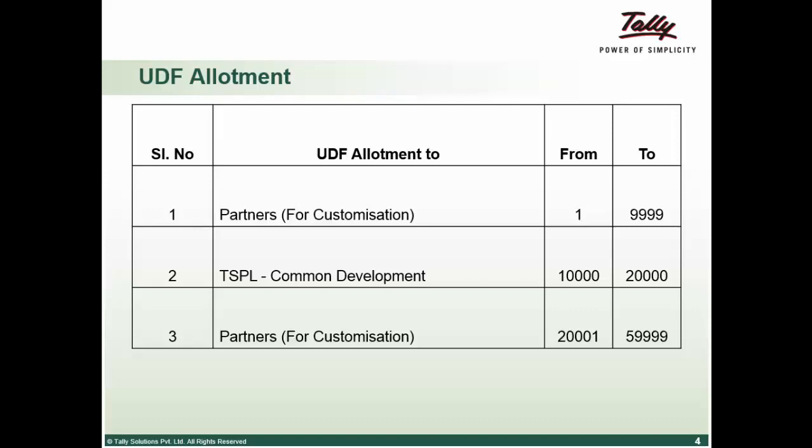So truly speaking, you can use an index number from 30 to 9,999 and 20,001 to 59,999. At the initial stages of Tally, the UDF index numbers from 1 to 29 have already been used. So in case there is a clash, the data that you are providing will fail.